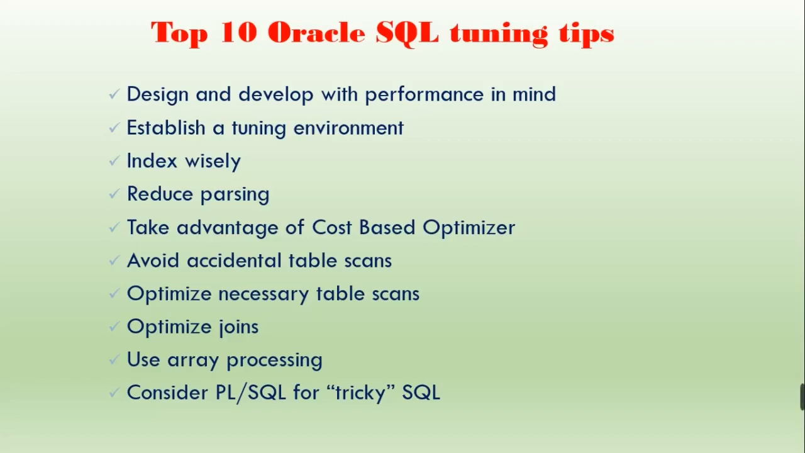And then finally, the top 10 Oracle SQL tuning tips. Design and develop with performance in mind. Establish a tuning environment. Index wisely. Reduce parsing. Take advantage of the cost-based optimizer. Avoid accidental table scans. Optimize necessary table scans. Optimize joins. Use arrays. Consider PL/SQL. Watch for tricky SQL.